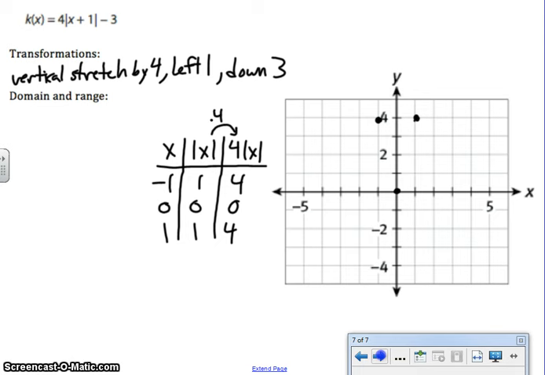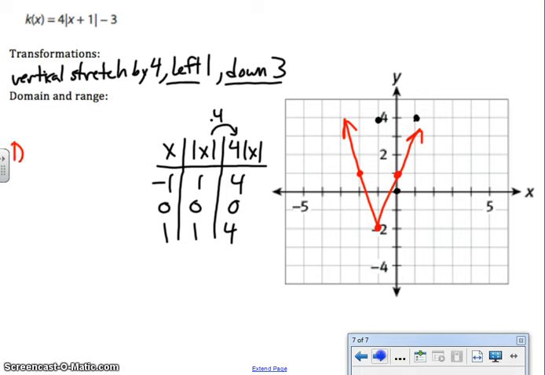All right, so now I still have to do the transformation where I move left 1 and down 3. So I'm going to go to all 3 of those points and go left 1 and down 3. And so those red points give me my new function, my transformed function.